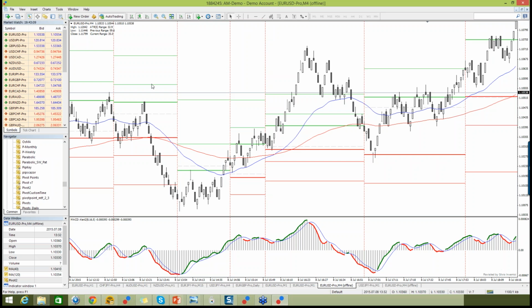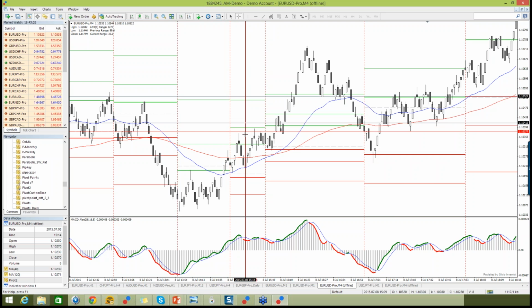So let's see one more example. This is the example when the stop loss has been hit. This was the signal to go short, and your stop loss is here.